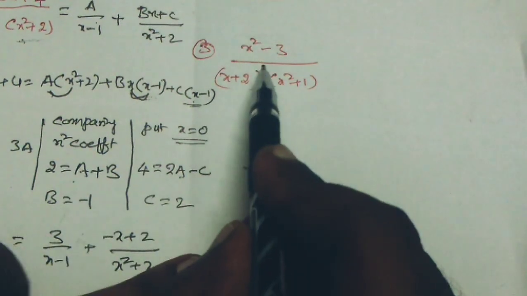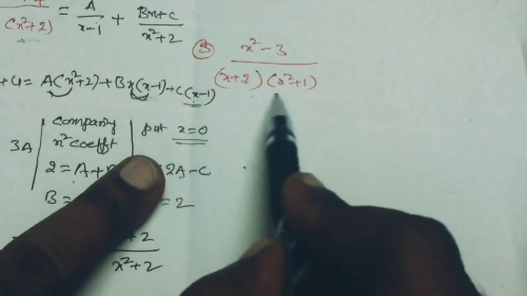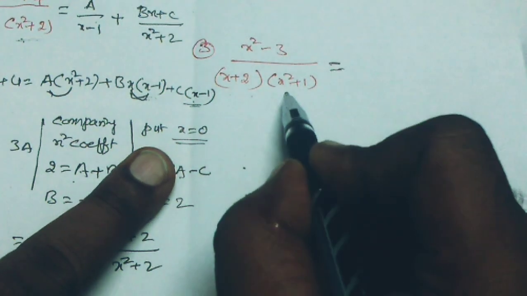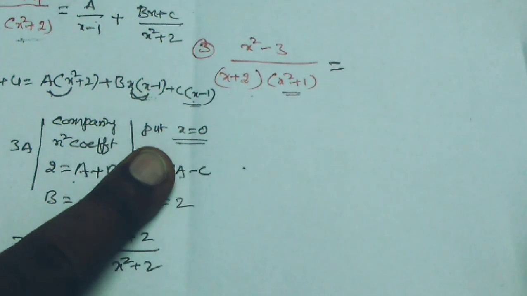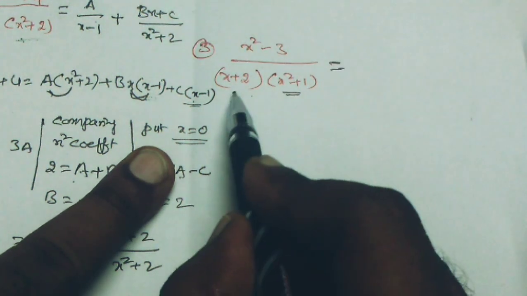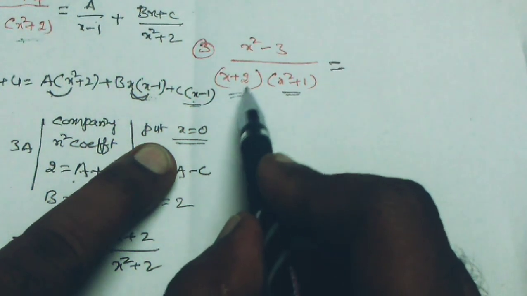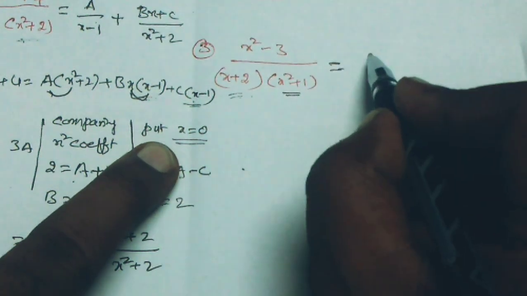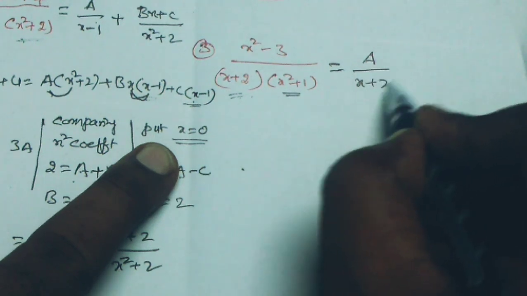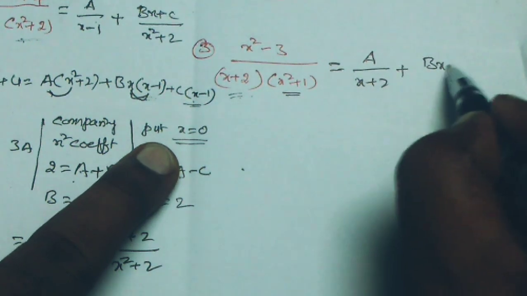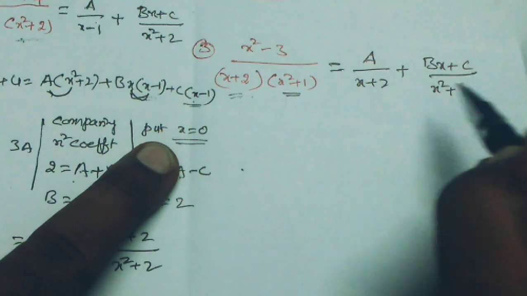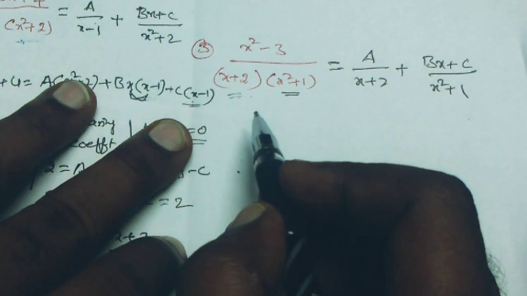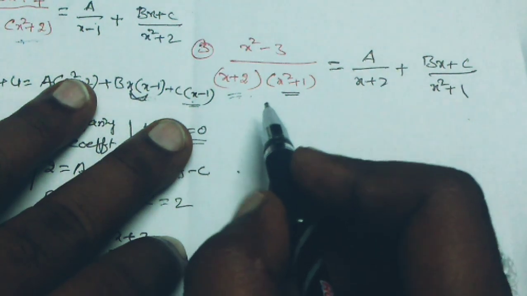Next, x square minus 3 by x plus 2 into x square plus 1. So this is an irreducible polynomial, so it comes under type 3. This is a linear factor not repeated, it comes under type 1. According to type 1, this can be written as a by x plus 2 and this as bx plus c by x square plus 1. I think you are clear now. With this example, you can do almost all the problems related to this, isn't it?